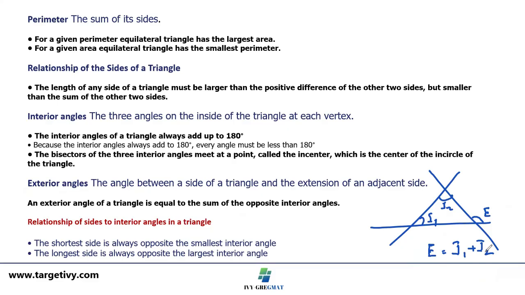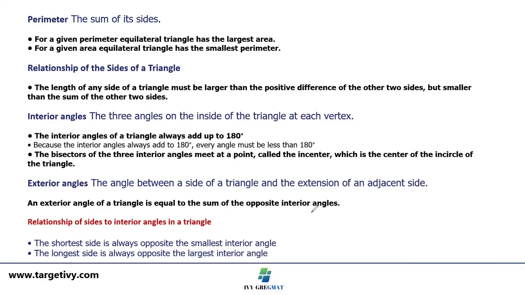Now comes another concept. Relationship of the sides to the interior angles of the triangle. In any triangle, the shortest side is always opposite to the smallest interior angle. So let's say the triangle looks something like this. The shortest side is always opposite to the smallest interior angle.